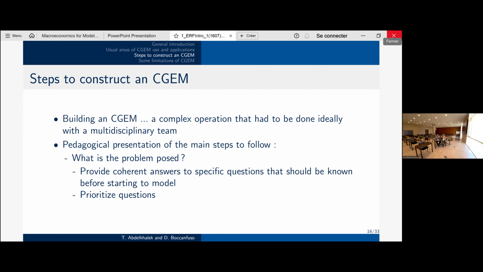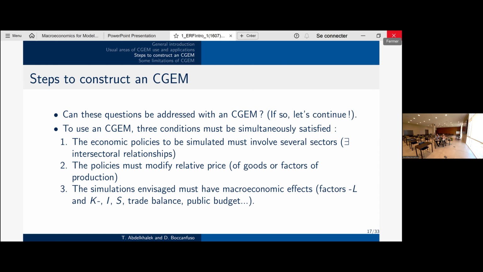We have to prioritize questions, because sometimes the same decision maker gives us a list of many questions. We have to prioritize to decide what type of CGE model to construct. And the second question we have to ask is whether this important question can be addressed with a CGE model or not. If so, we continue. If not, we stop and look for other analytic tools in economics.